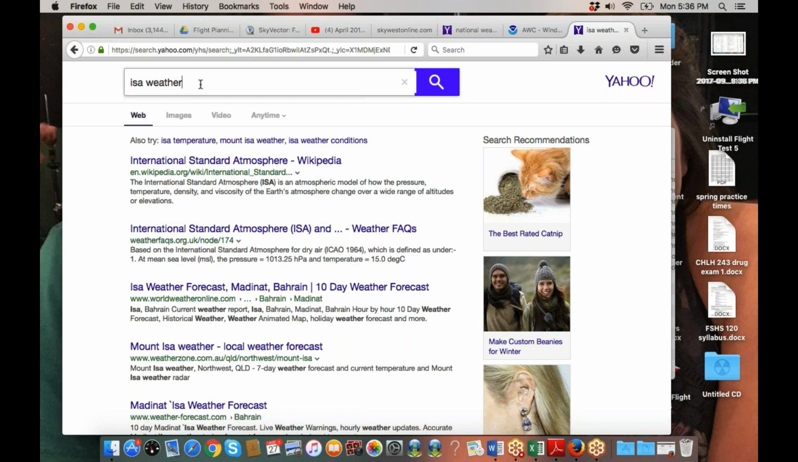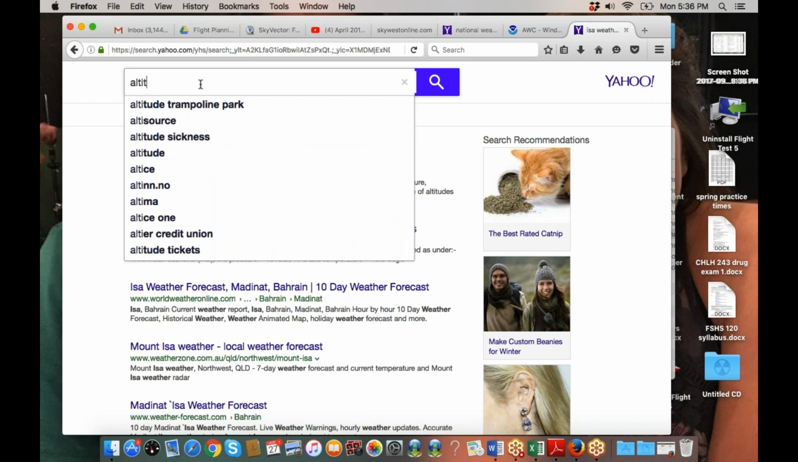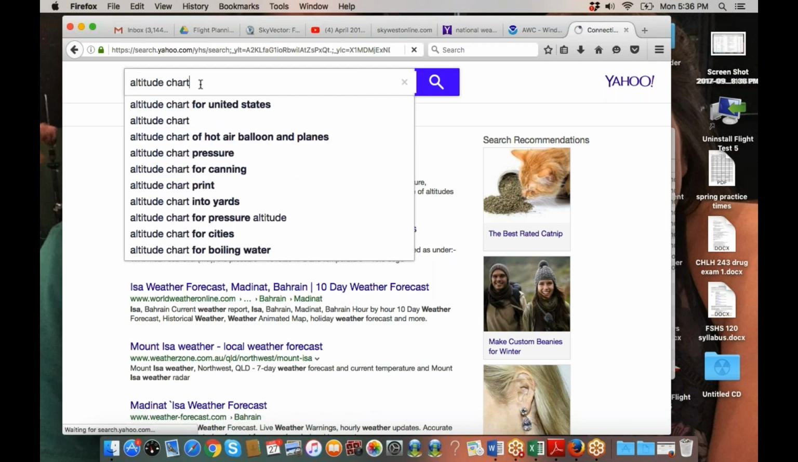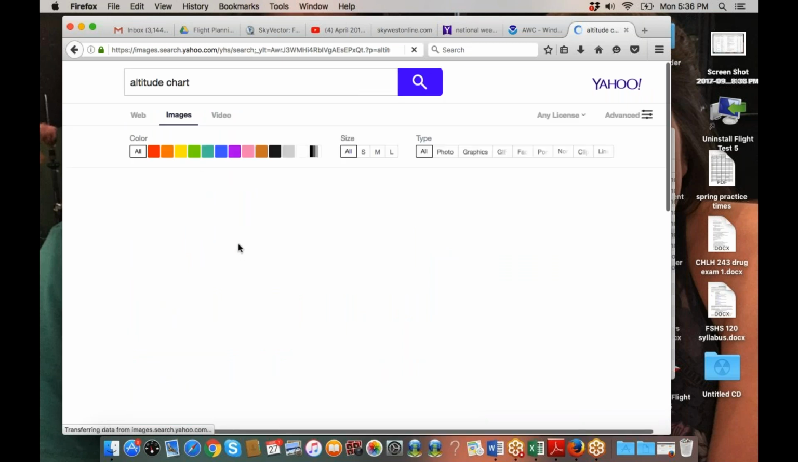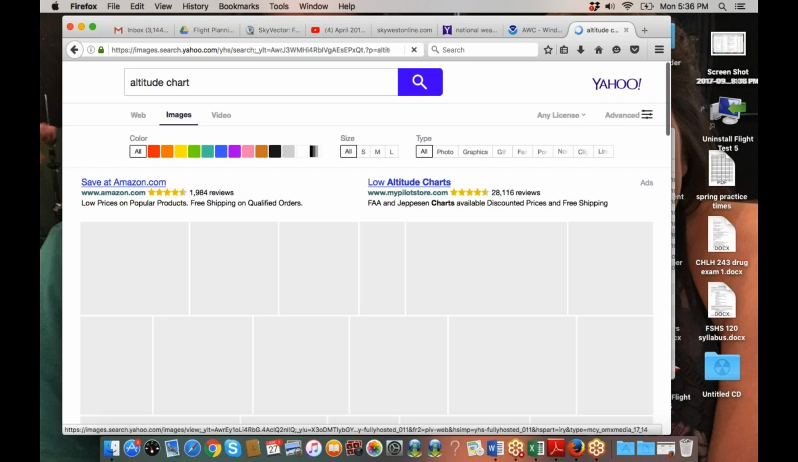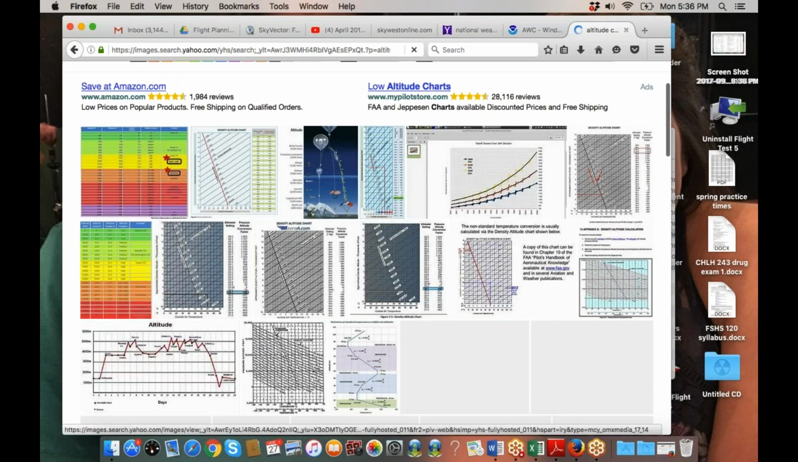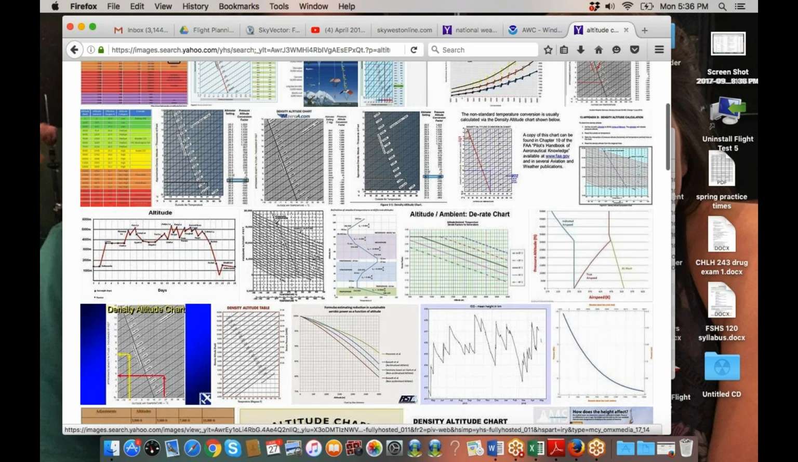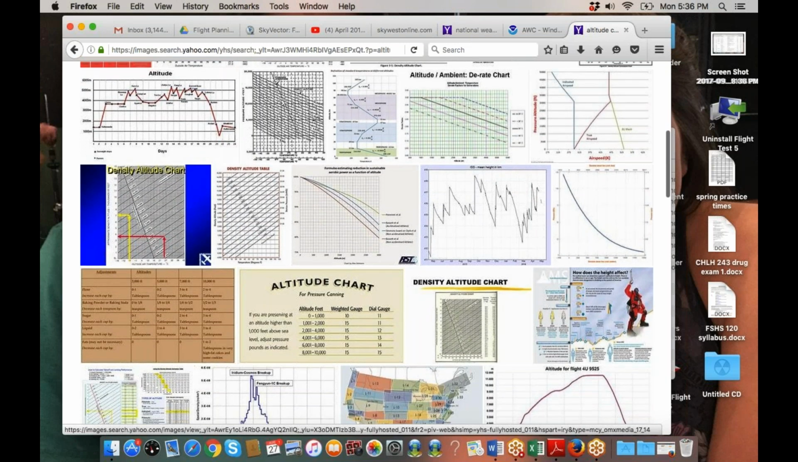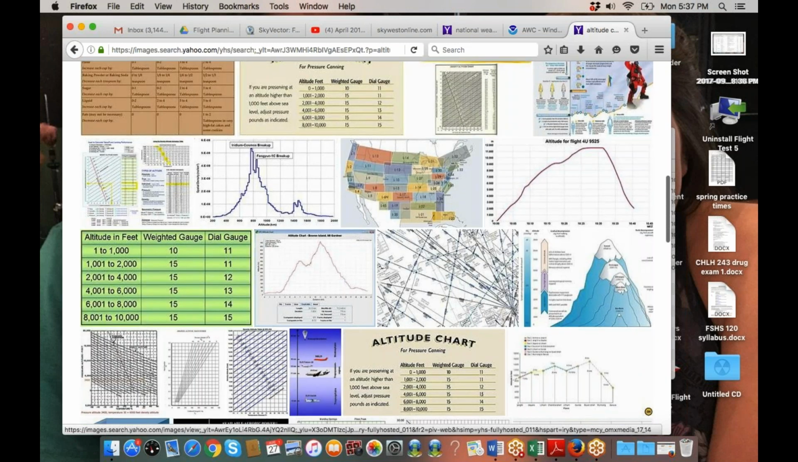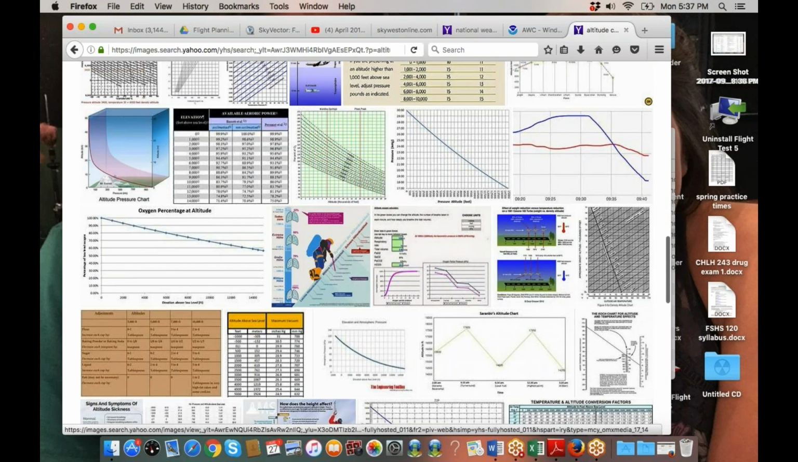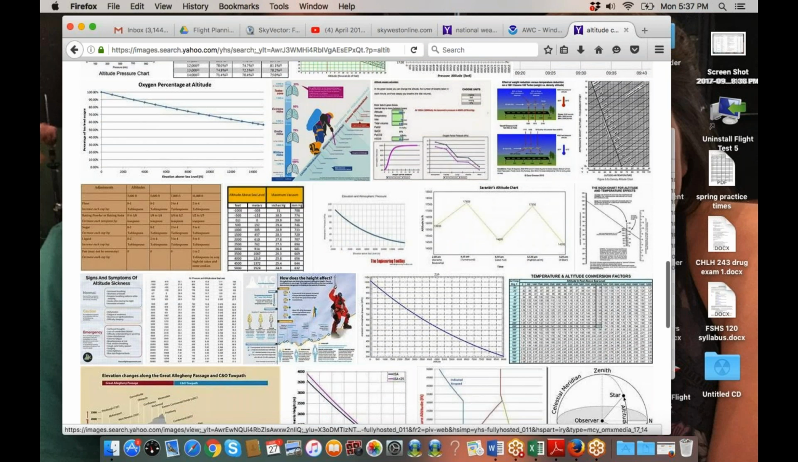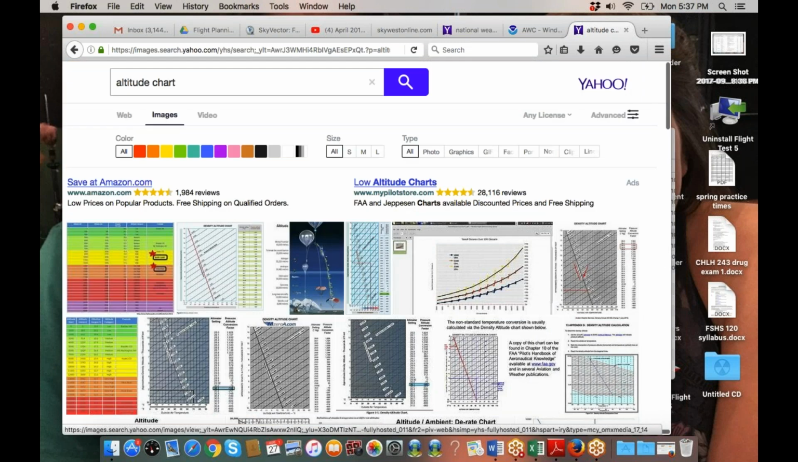Let me pull up an altitude chart here. I got for 20,000 feet, standard should be negative 25 degrees Celsius. Yeah, that's correct. Cool.